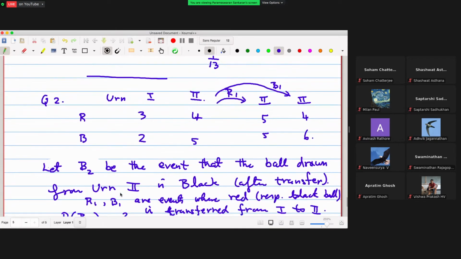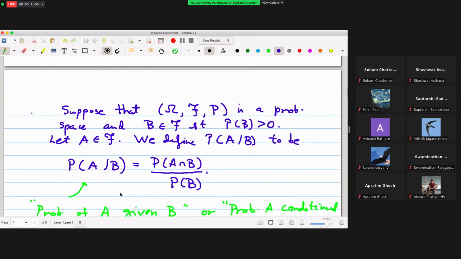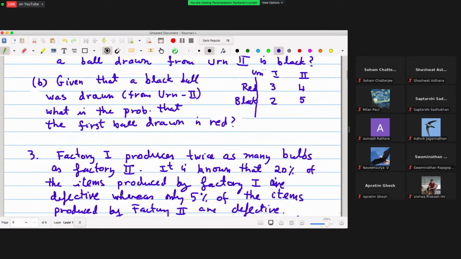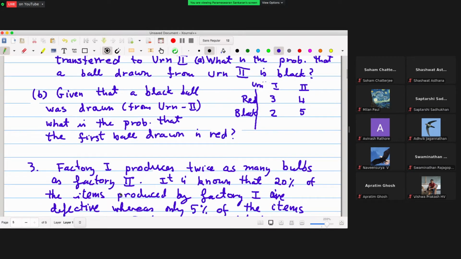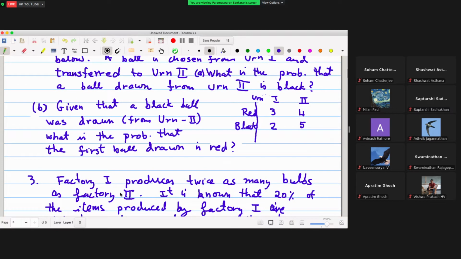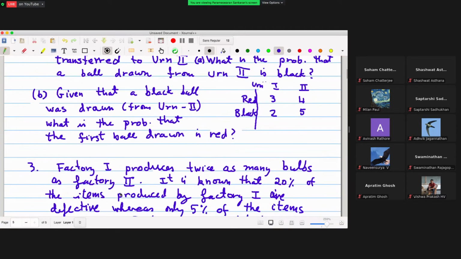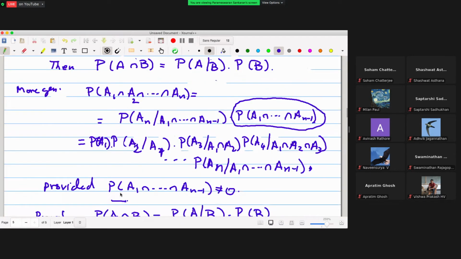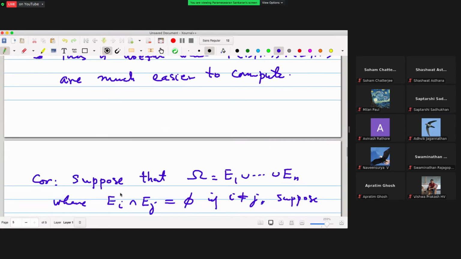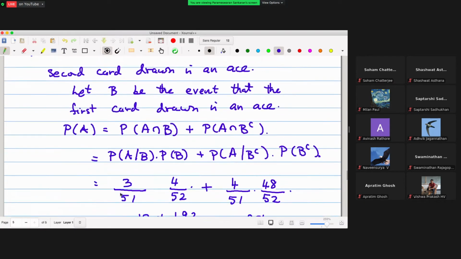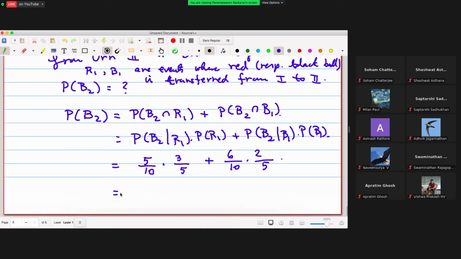Now, what is the other question? I suppose some other question was also there. Given that the black ball was drawn from urn 2, what is the probability that first ball drawn is red? Okay. So it's asking for probability of R1 given B2. Sorry, I have to go up and down like this. Probability of R1 given that the second ball drawn is black.